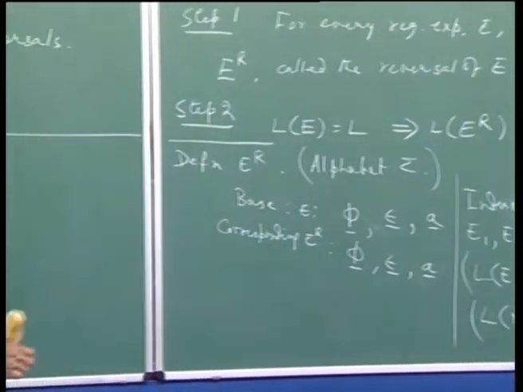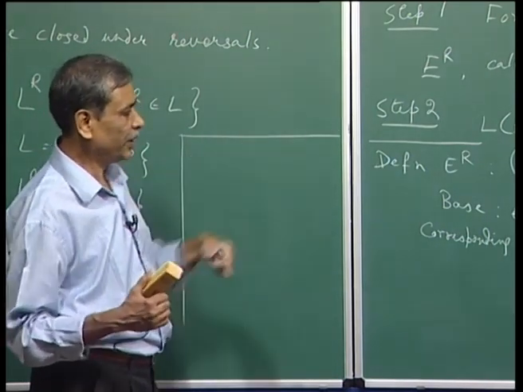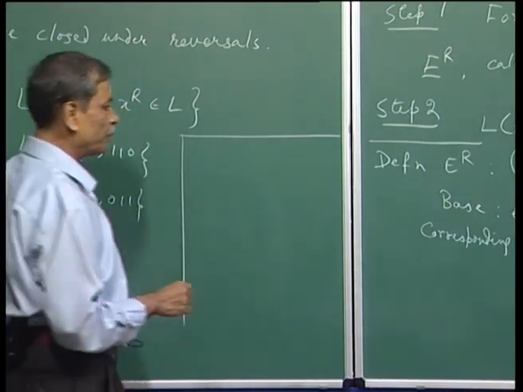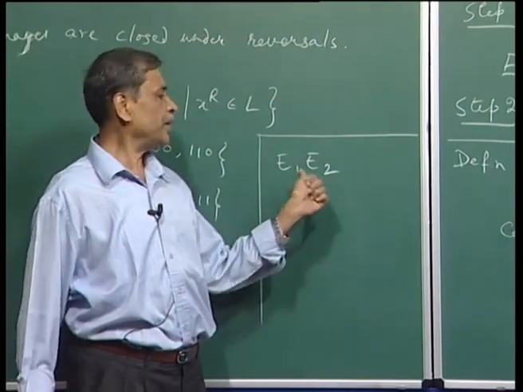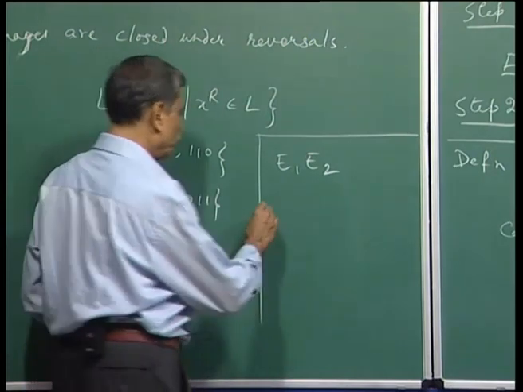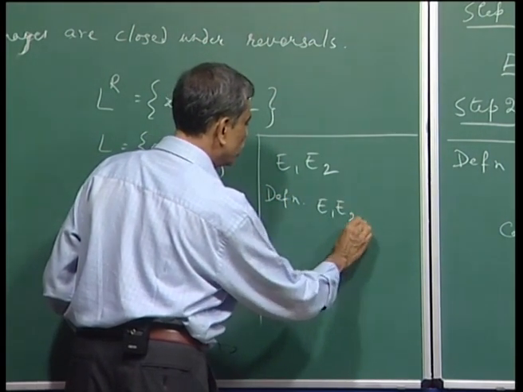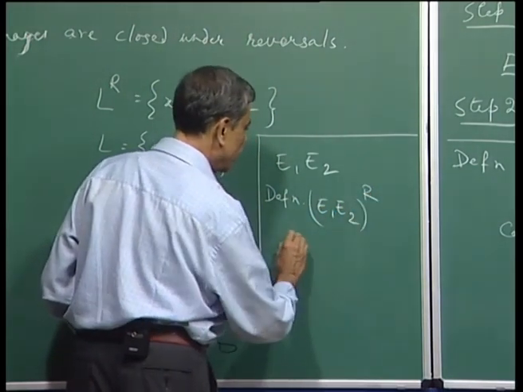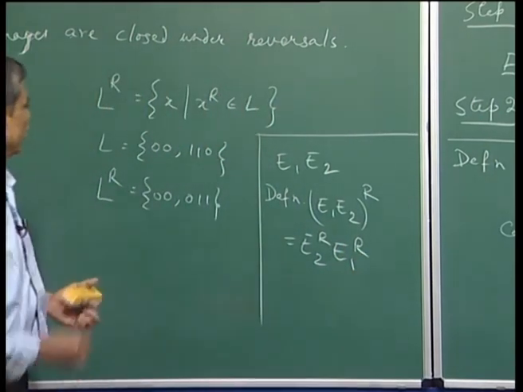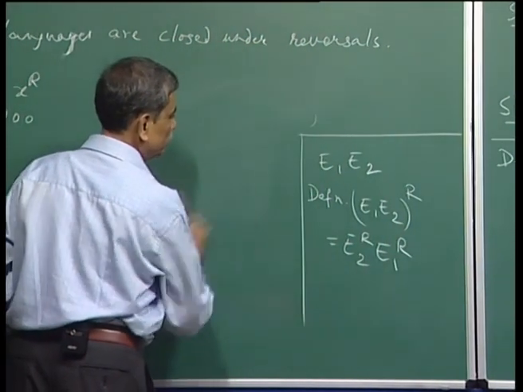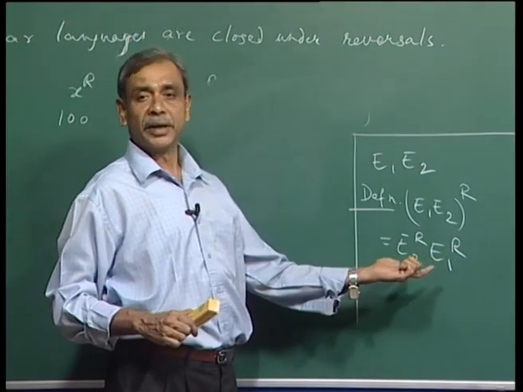So let us take how the inductive case will go for one interesting part of the three cases, namely concatenation. We know that E1 E2 is a regular expression because E1 is a regular expression and E2 is a regular expression. Now remember the definition: the reversal of E1 E2 was E2 reversal followed by E1 reversal. This is how we had defined reversal for the concatenation case.